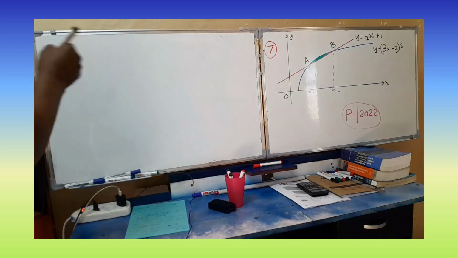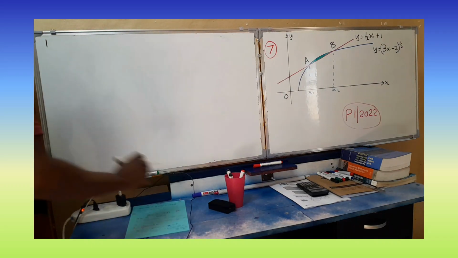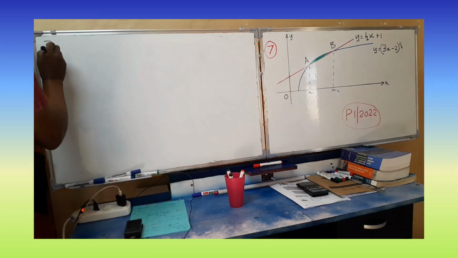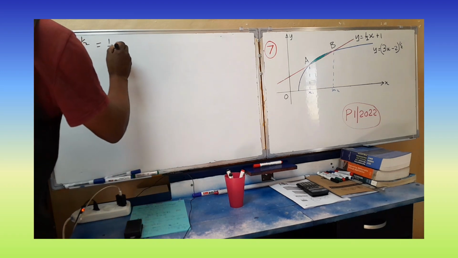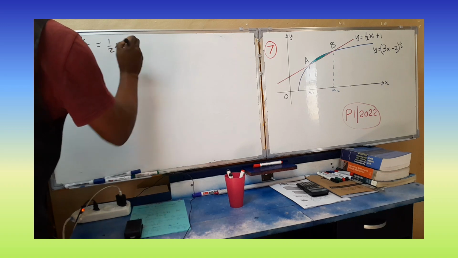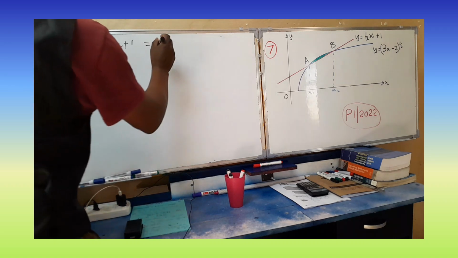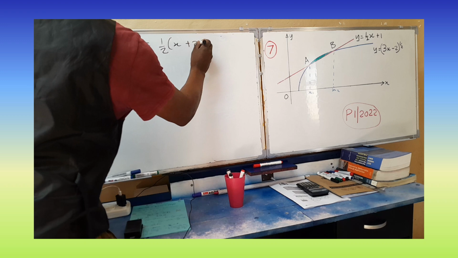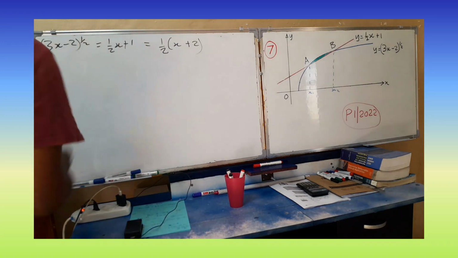Let's do it. We have (3x minus 2) to the power half is equal to half x plus 1. Of course, we can write this, putting a common denominator of 2, as 1 over 2 bracket x plus 2. Okay, so that's the equation there.